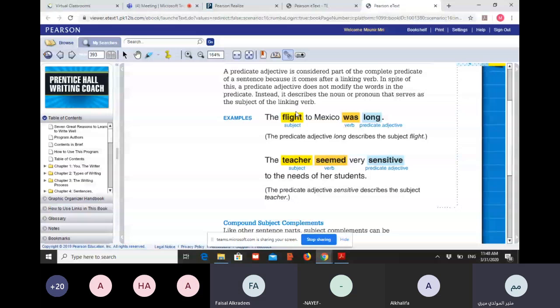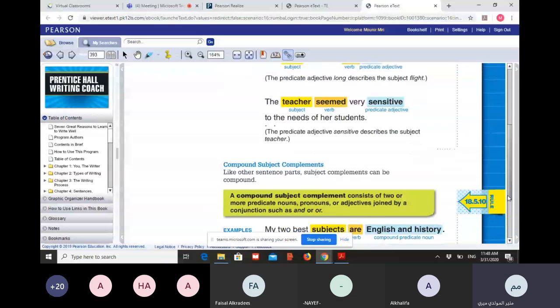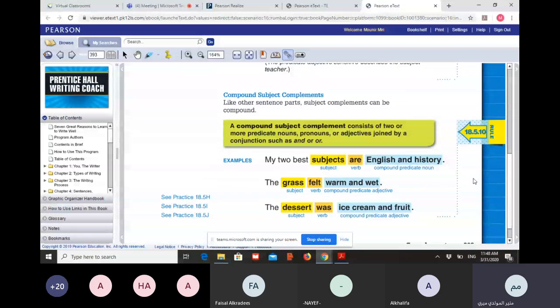Yes, teacher. So normally we are done, but we can talk about compound subject complements. It means that after the linking verb, you may find a compound pronoun, a compound noun, or a compound adjective. By the word compound, we mean that we can find more than one pronoun, more than one adjective, or more than one noun. In these examples, we have: my two best subjects are English and history. So we have the conjunction.